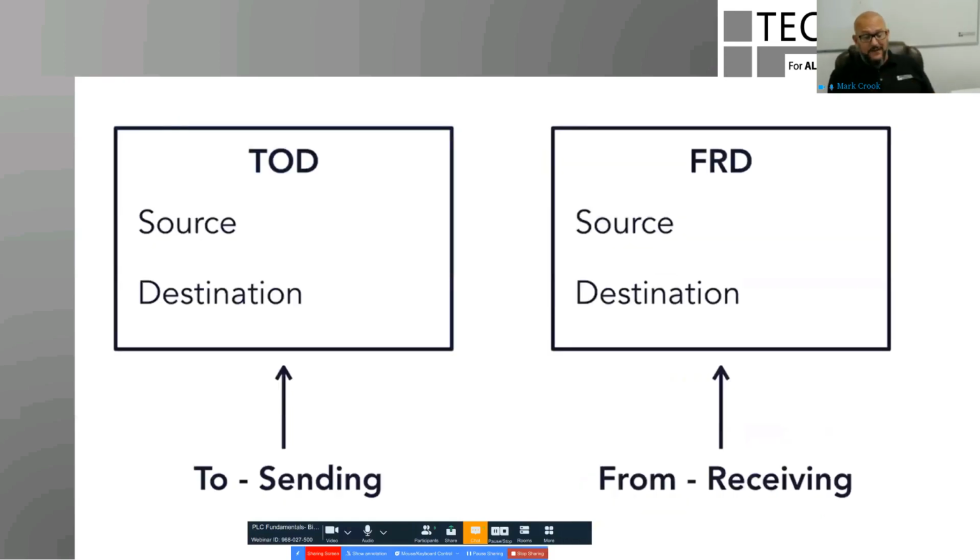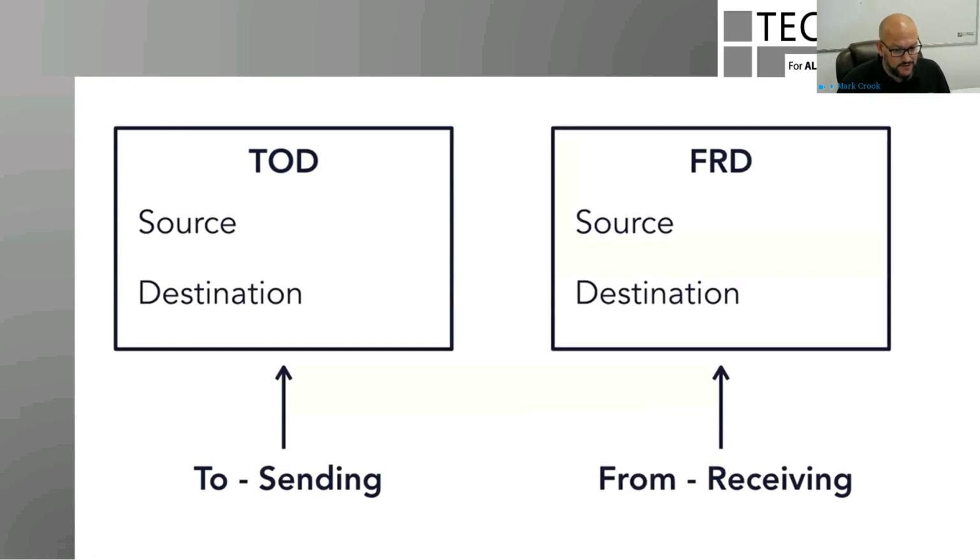So what we have is two commands that we're going to use, which is the TOD, which we've just looked at, and the FRD, which we looked at earlier. So we're sending and receiving information. Let's take that now and create a short program using the software with that as well. So let's share that particular program.